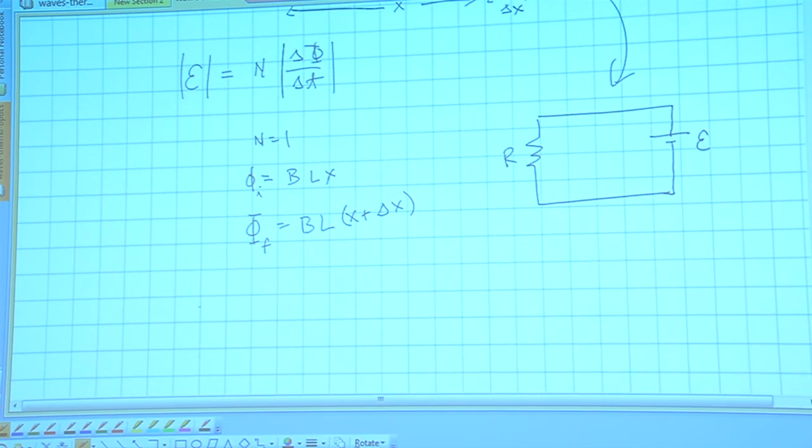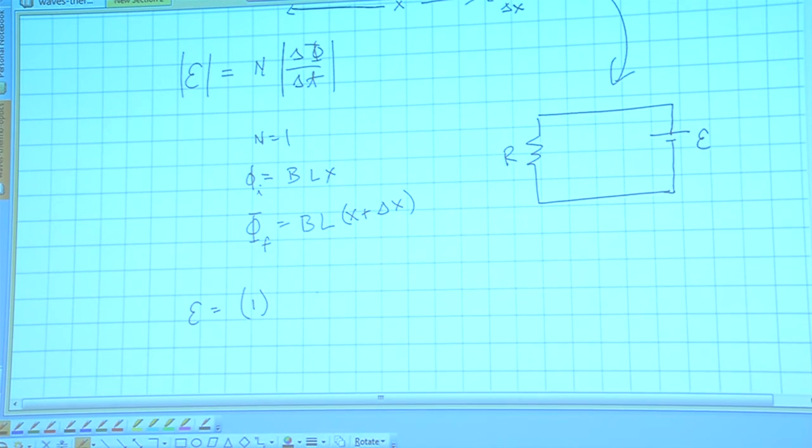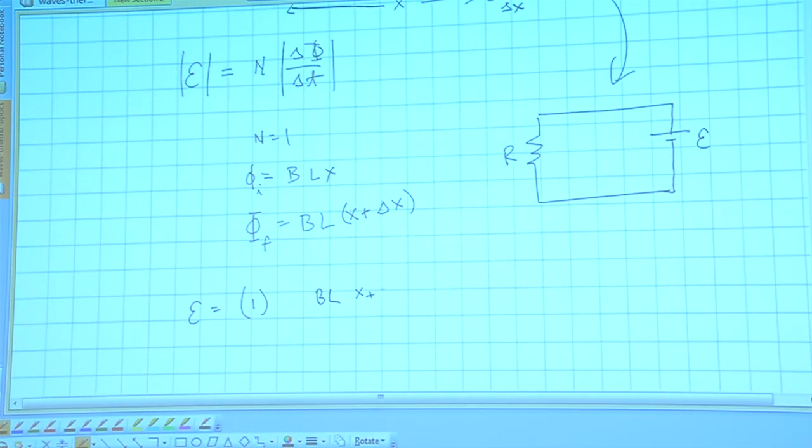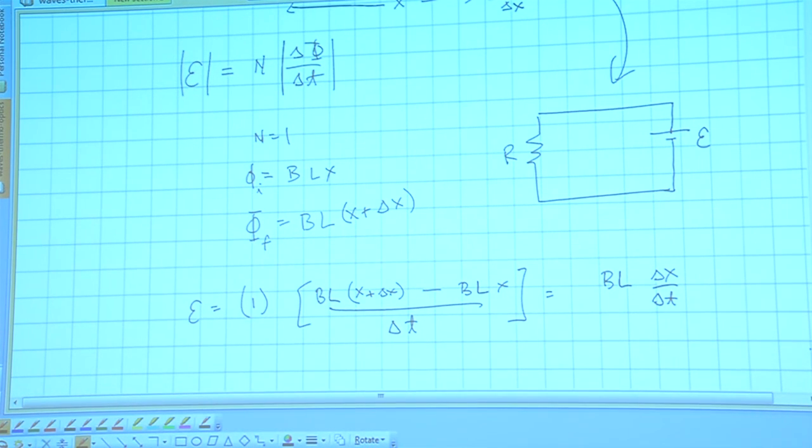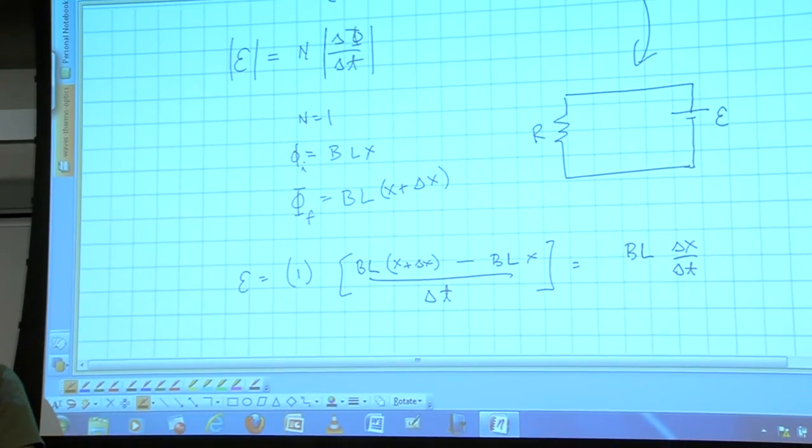And so what is my induced EMF? It's going to be just number of turns times the final flux minus the initial flux, all over the change in time. And what is that? That is just going to be B times L times delta X over delta T. And what is delta X over delta T? How much does this thing move in a given amount of time? Velocity.